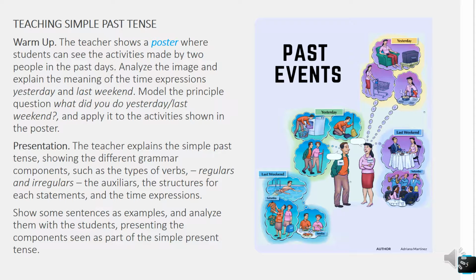Then we have the presentation stage. In this part, the teacher explains the simple past tense, showing the different grammar components such as the types of verbs, regulars and irregulars, the auxiliaries, the structures for each statement, and the time expressions. Also, the teacher has to show some sentences as examples and analyze them with the students, presenting the components seen as part of the simple past tense. These 2 first stages are the introduction to the topic and to the whole activities.